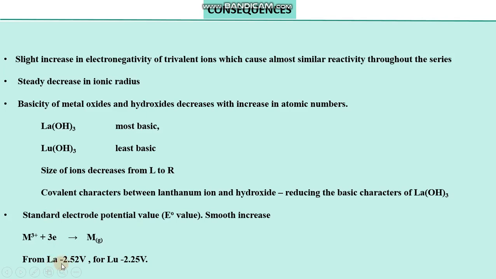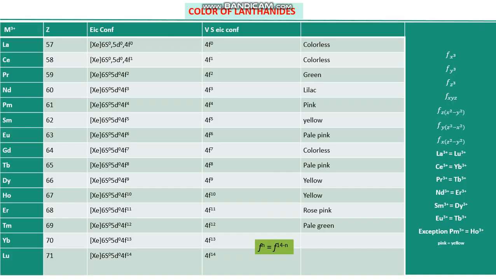potential is minus 2.52 volts, and for lutetium it is minus 2.25 volts. So if you look at the value, there is no big difference between the electrode potential of the two sides, or you can say the two extremes of the series. And this is the advantage of lanthanide contraction, where gradual increase occurs.